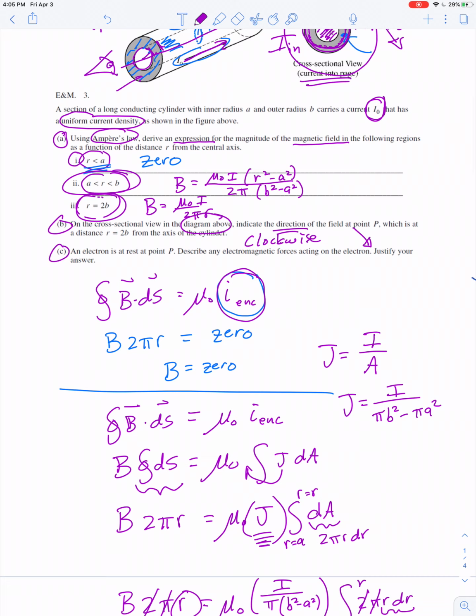An electron is at rest at point P. Describe any electromagnetic force acting on the electron. Well, the key here is that the electron is at rest, and when it comes to magnetic forces, magnetic fields only exert force on moving charge, so force equals 0. End of story.